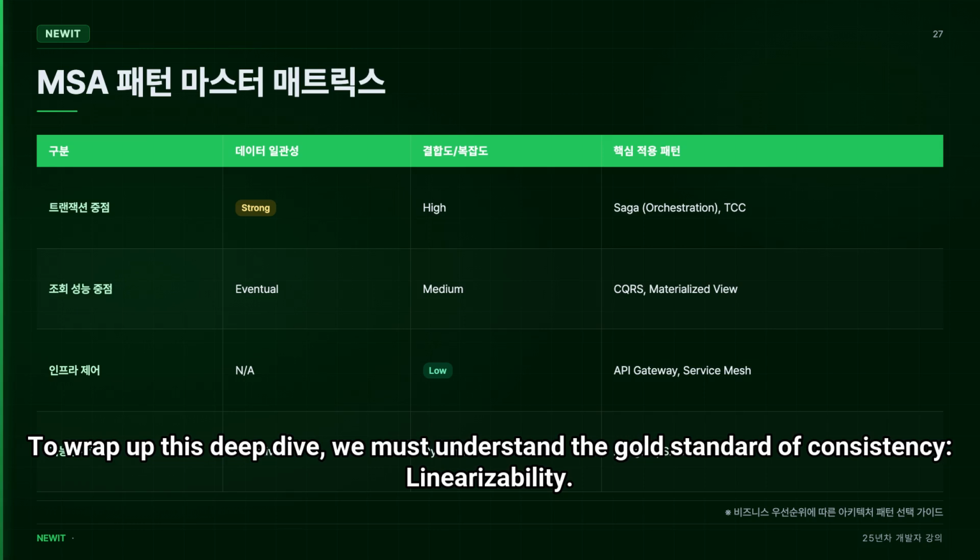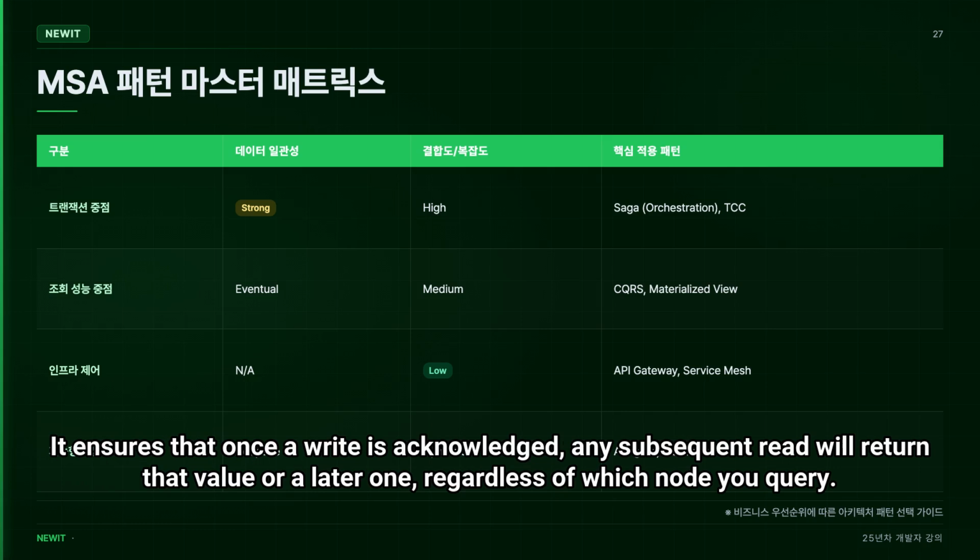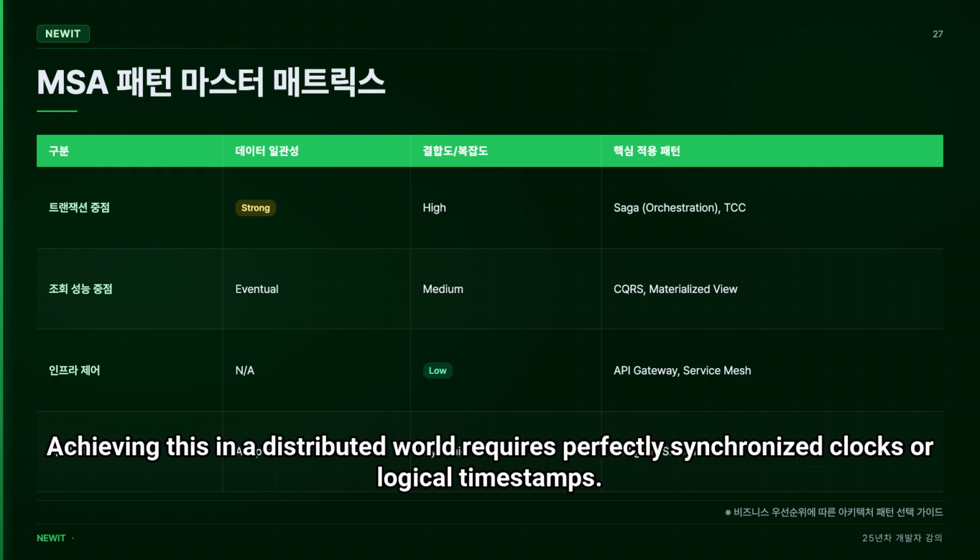To wrap up this deep dive, we must understand the gold standard of consistency, linearizability. It ensures that once a write is acknowledged, any subsequent read will return that value or a later one, regardless of which node you query. Achieving this in a distributed world requires perfectly synchronized clocks or logical timestamps.